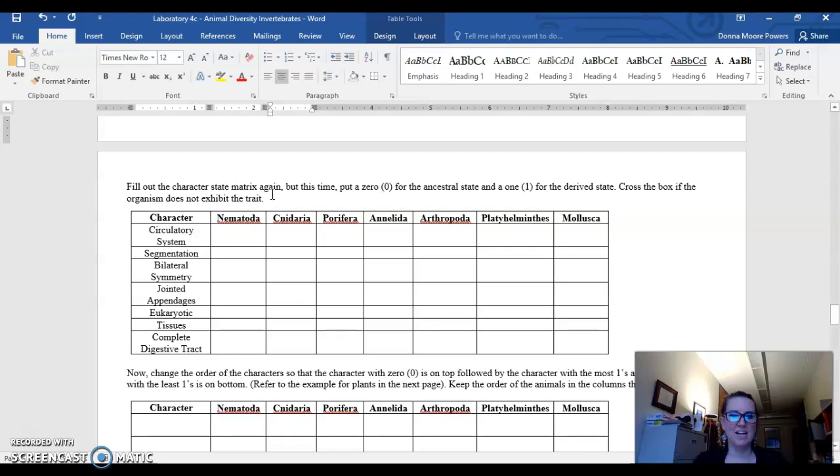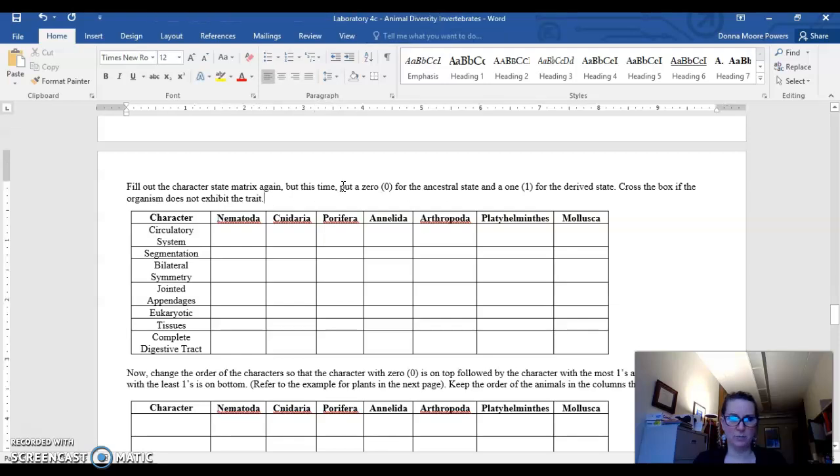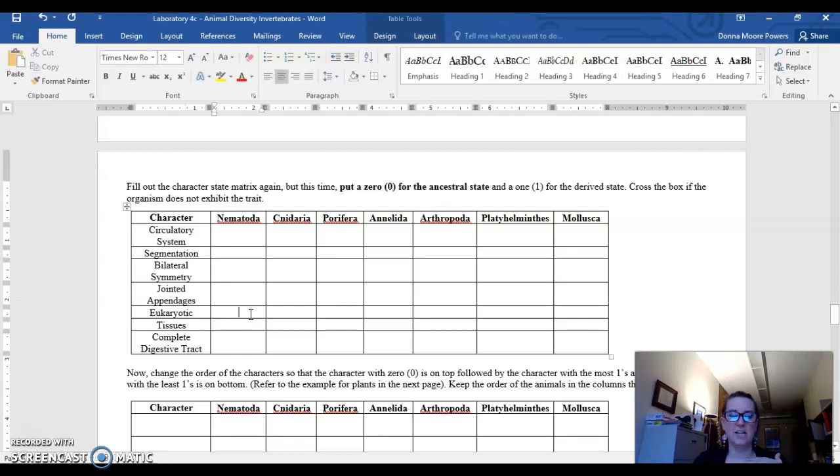Okay, so what I see here is, we can do this first. Let's put zeros in for this ancestral trait. We already said that being eukaryotic is the ancestral trait. So I'm going to put a 0. All right, so that is done.